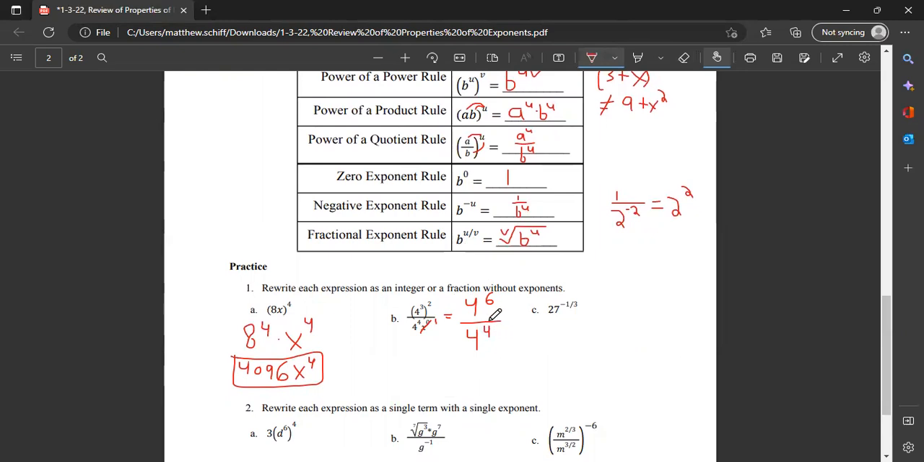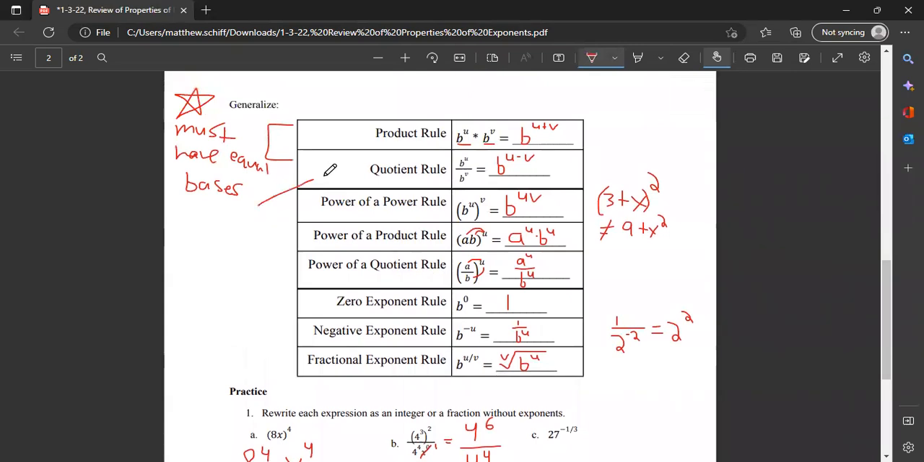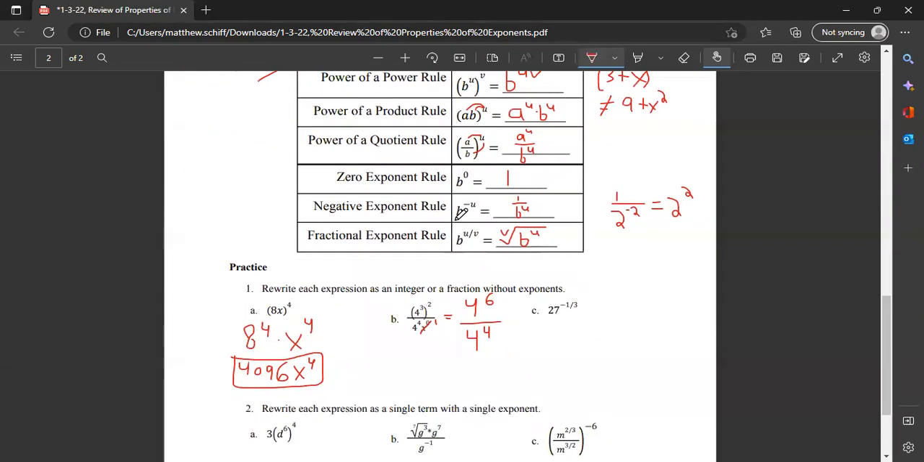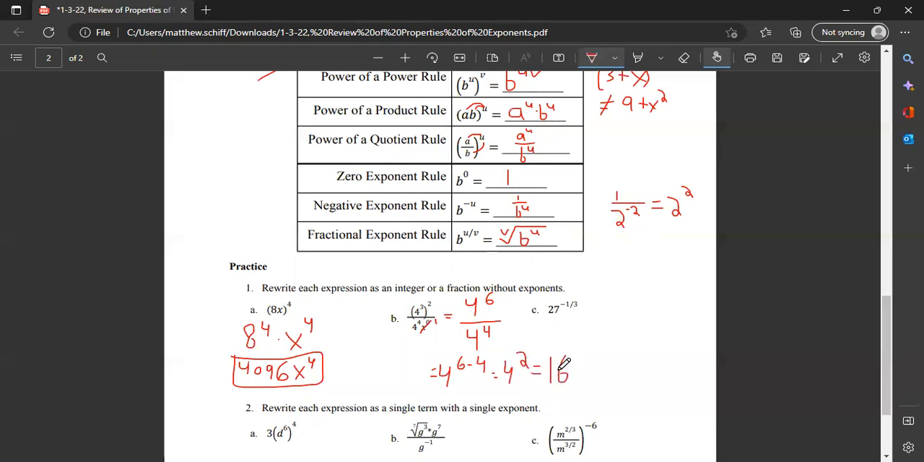So now I still have a fraction. I have equivalent bases. I got 4 and 4 as my bases. I can use the quotient rule, where I subtract the exponents. 4 to the power of 6 minus 4, I will get 4 squared, and that's 16. So 16 is my answer.